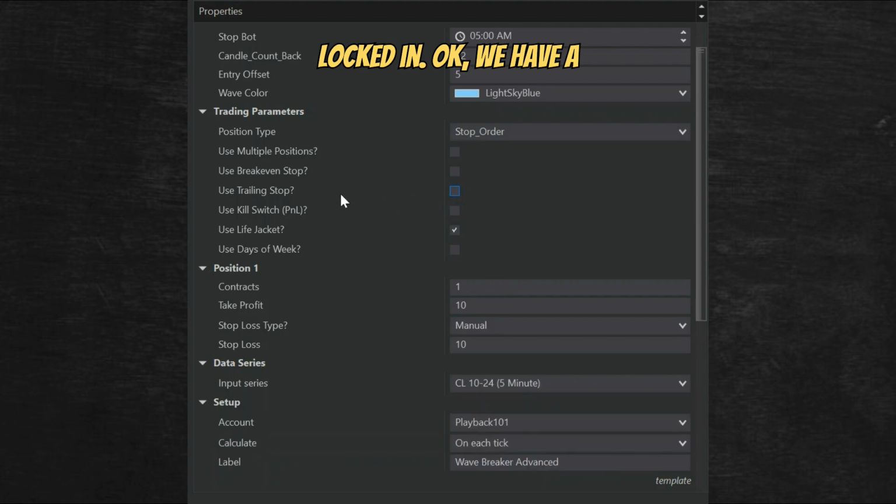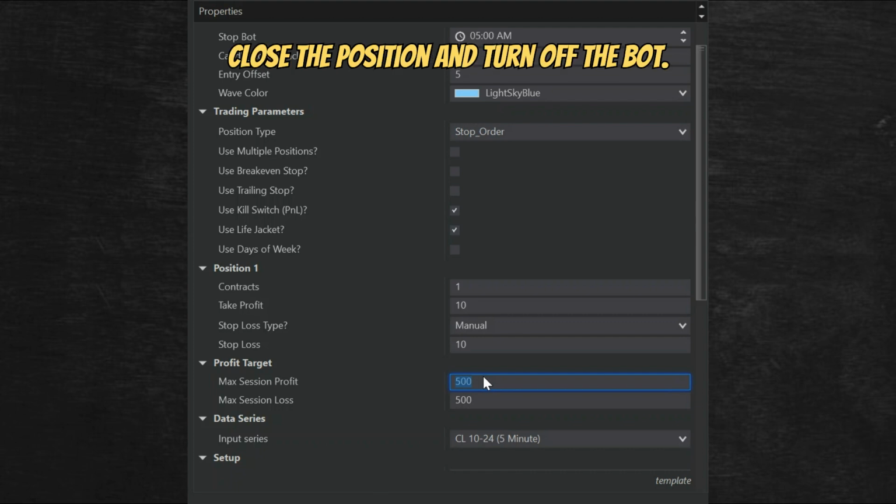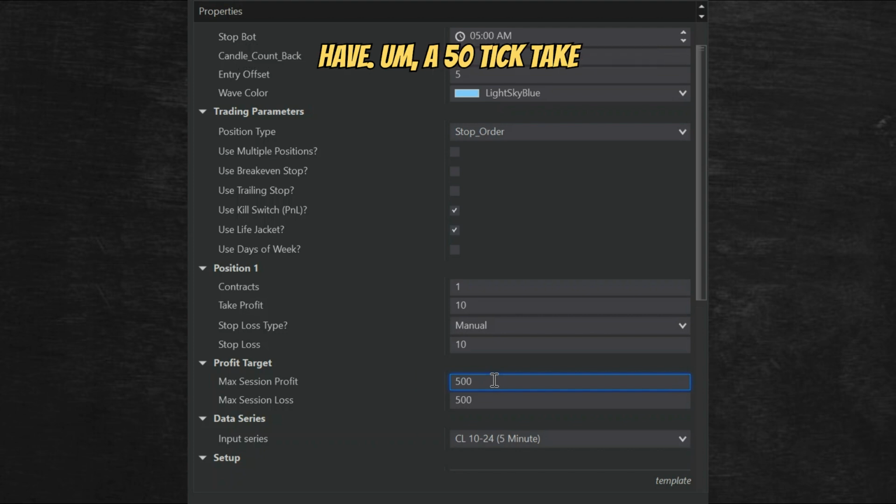We have a kill switch option. What that means is once you lock in $500 of unrealized gains, it will immediately close the position and turn off the bot. That's turning off the bot for that session. It won't turn off the bot completely or disable it. It'll just turn off for that particular session, so you can run it the next day. Why is this useful? Because sometimes you have a 50 tick TP and you're only really after $50. You can lock in that $50 straight away and shut down, or you can wait till it hits that 50 TP.